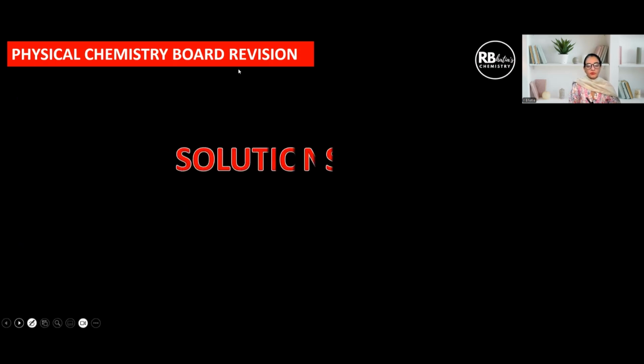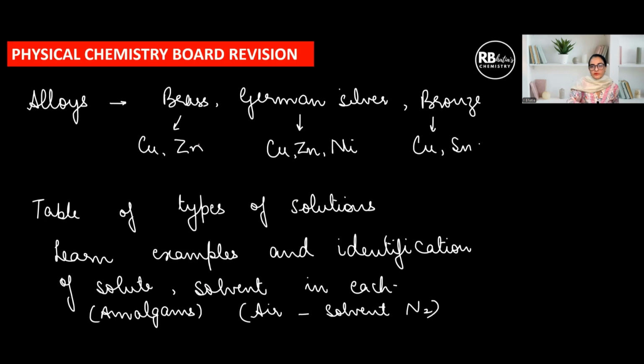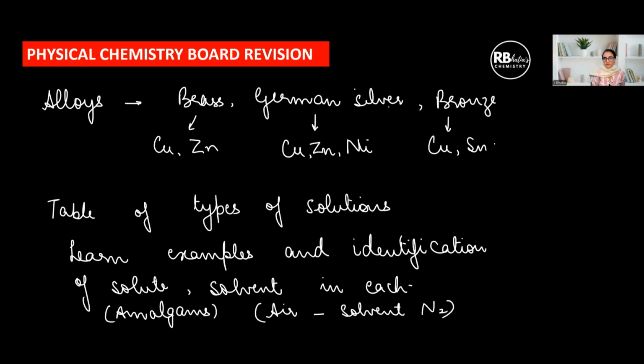First, we come to the solutions chapter. Under solutions, the important things that I would want you to do: you should know the alloys, bronze, German silver. I have written the components. Otherwise, go through the NCERT table of types of solutions. You must know under each kind what the examples are, like solid and liquid, liquid and gas. These kinds of examples are very commonly asked in exams.